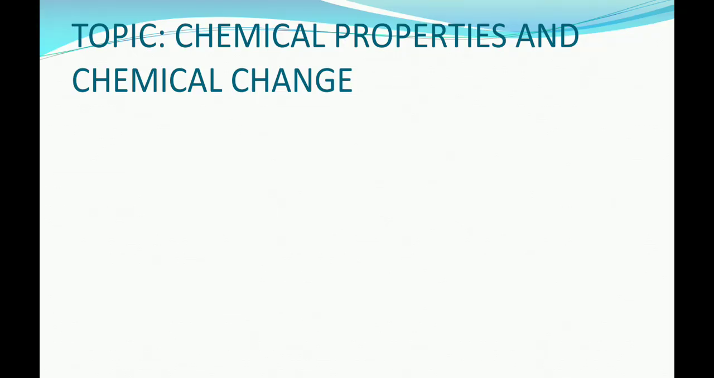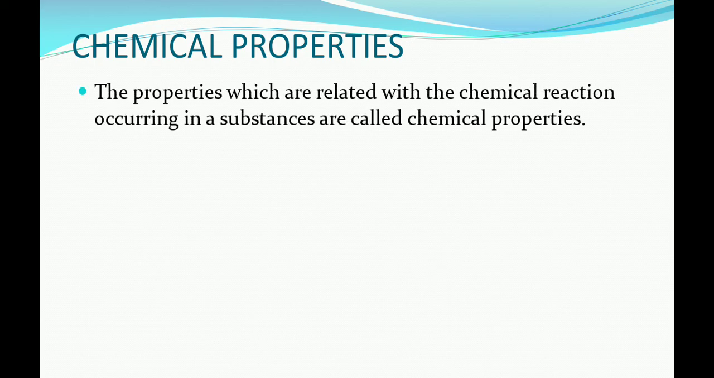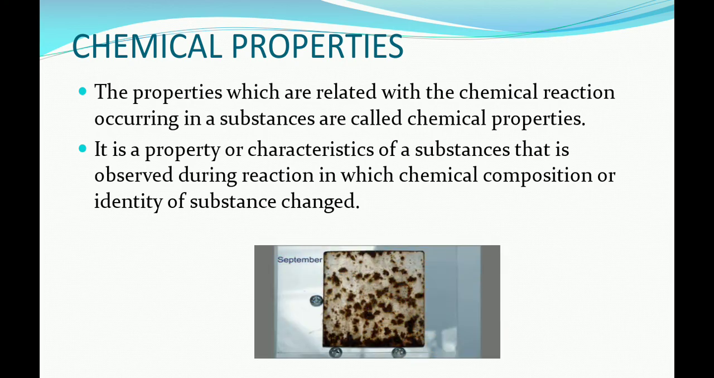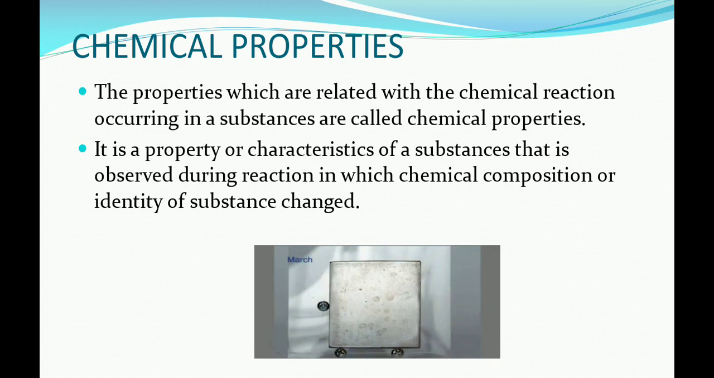Our topic is chemical properties and chemical change. Chemical properties. The properties which are related with chemical reaction occurring in a substance are called chemical properties. It is a property or characteristic of a substance that is observed during a reaction in which the chemical composition or identity of the substance is changed. For example, rusting is a chemical property.